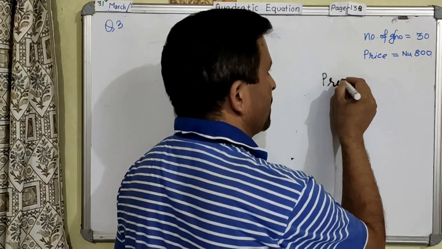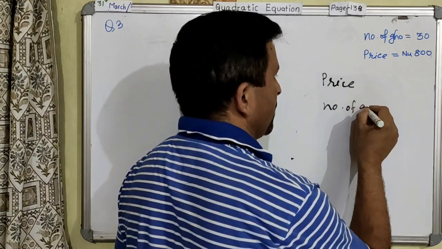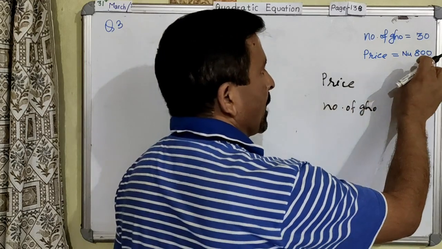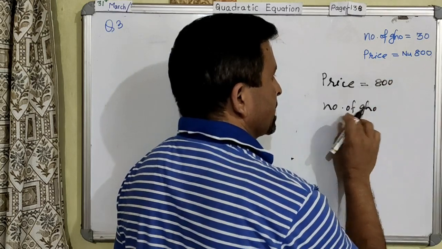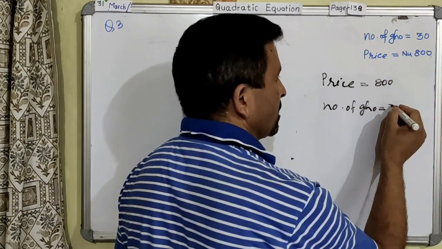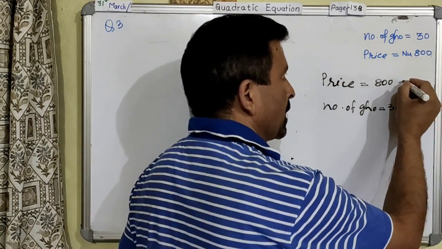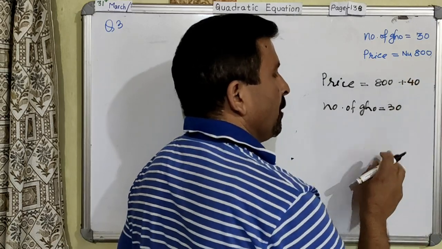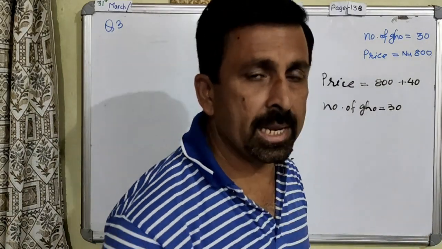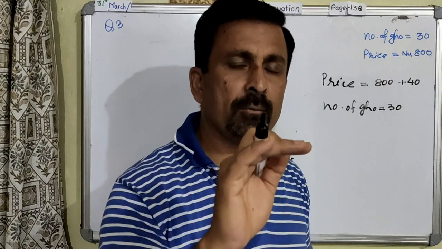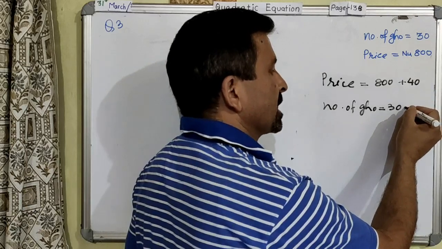Price, and then the number of hoes. Let us see how it is changing. The price of the hoe is actually 800. When the price is 800, he is able to sell how many hoes? 30 hoes. Now the price increases by 40. What the question says is, for every 40 rupee increase in the price, the sale of the hoe will decrease by 1. Since the price of the hoe has increased by 40, the sale will decrease by 1.